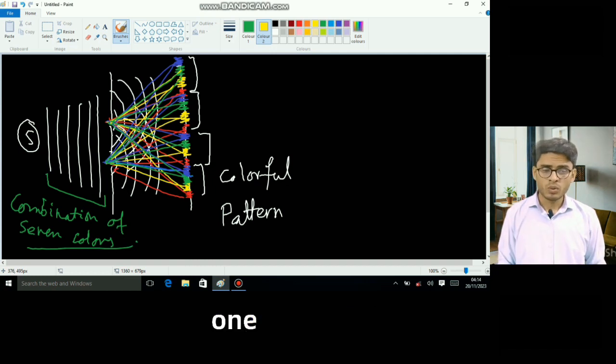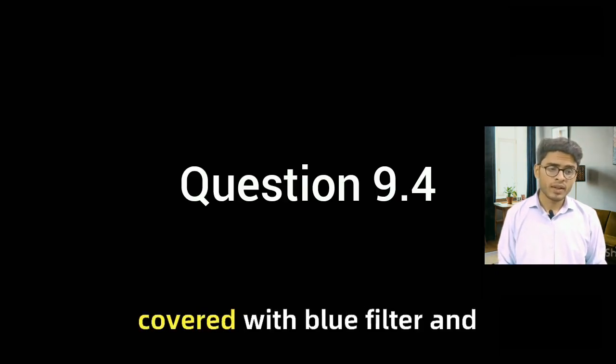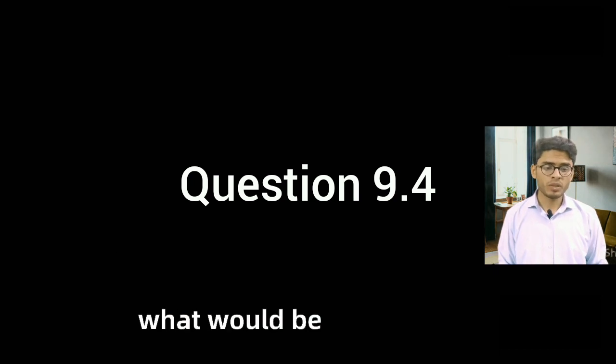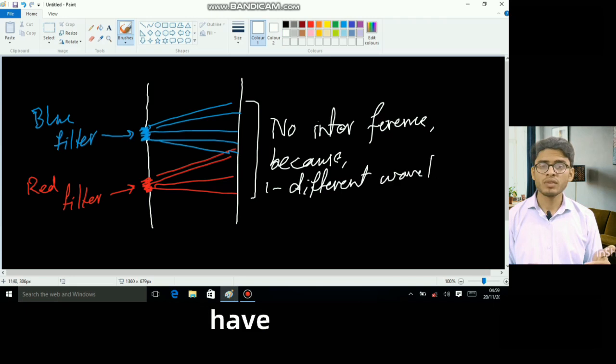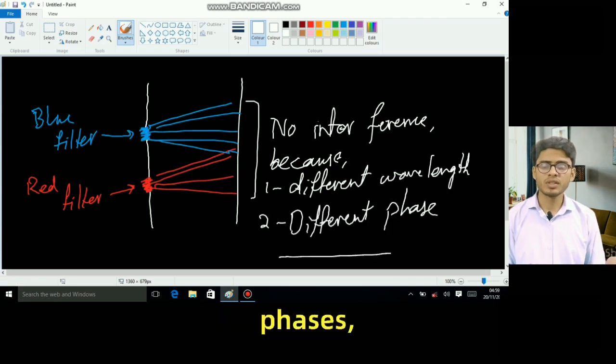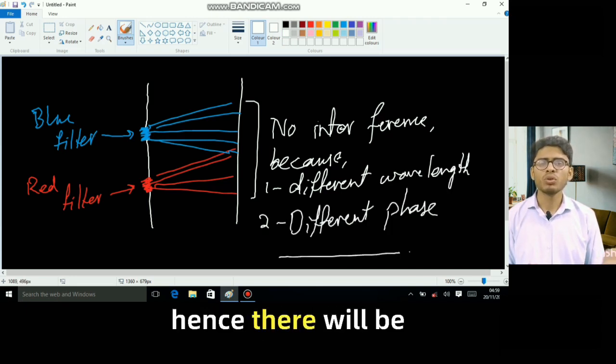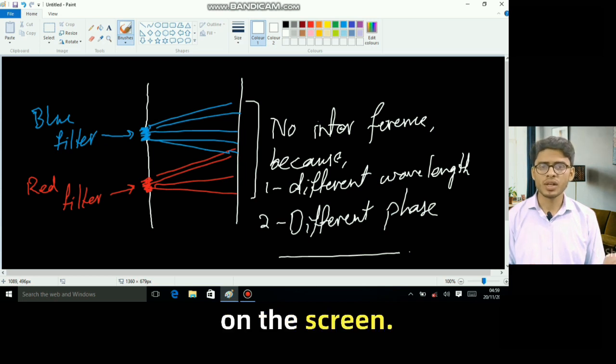In Young's experiment, one of the slits is covered with a blue filter and the other with a red filter. What would be the pattern? No interference pattern would be observed on the screen because both light sources have different wavelengths and different phases. Hence, there will be no interference pattern on the screen.